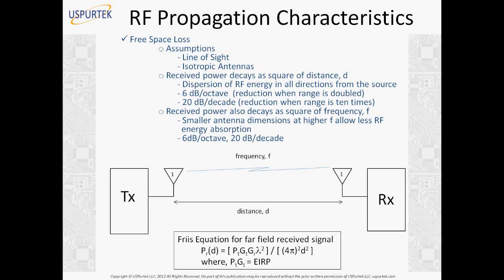The received power in the Friis equation for the far-field received signal is a function of the transmit power, the gain of the transmit antenna GT, the gain of the receive antenna, the wavelength, and the distance. Here we have this term called EIRP, equivalent isotropic radiated power, which is the product of the transmit power and the gain.